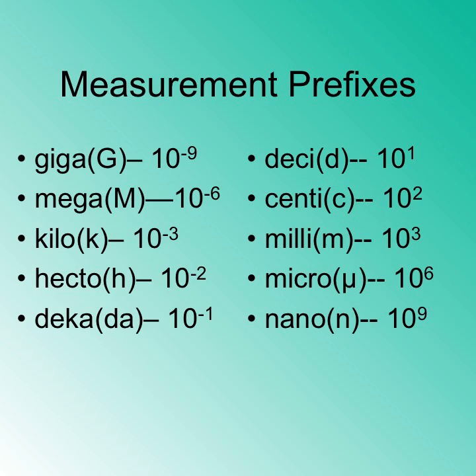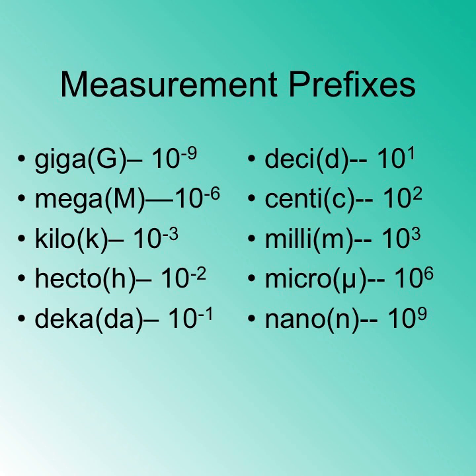So with each of these, I'm just going to go over how to say it, what the abbreviation is, and the value. Kilo's abbreviation is a lowercase k, and you will have 1 times 10 to the negative third kilometers in every 1 meter. Hecto is a lowercase h. You will have 1 times 10 to the negative second hectoliters in every liter. Deca is lowercase da, 1 times 10 to the negative first. Decagrams would be found in every gram.